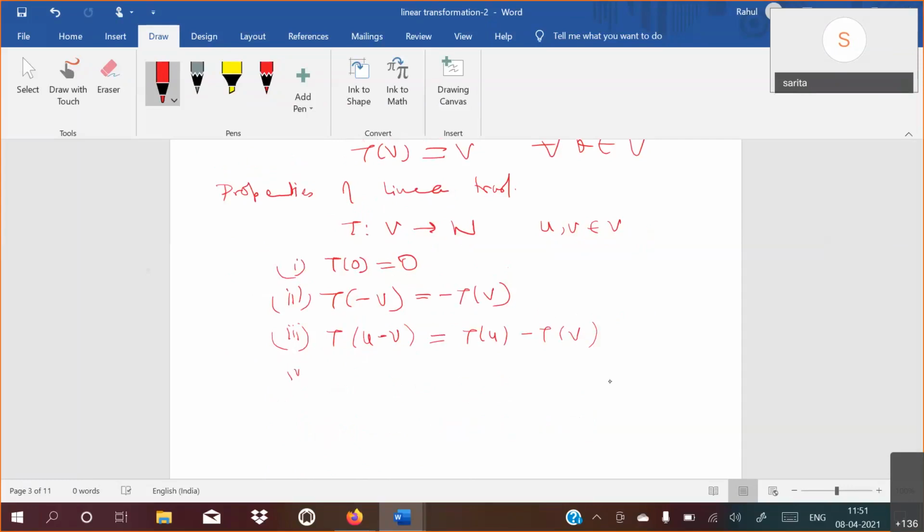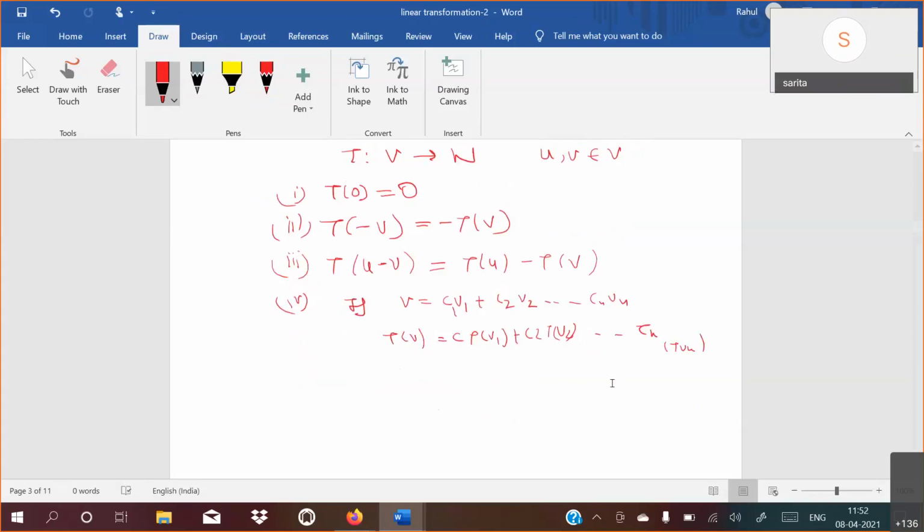And if v is equal to c1 v1 plus c2 v2 up to cn vn, then T(v) is equal to c1 T(v1) plus c2 T(v2), and so on. Right?